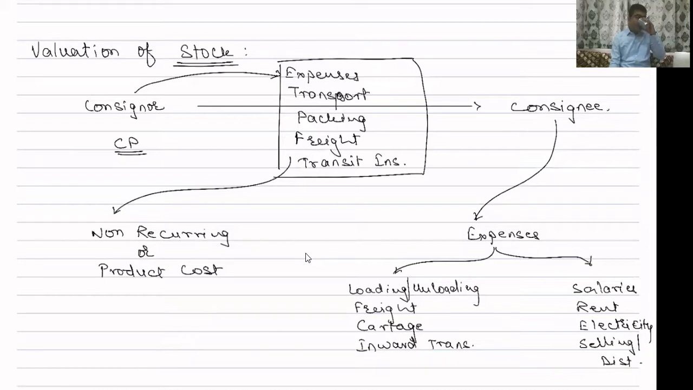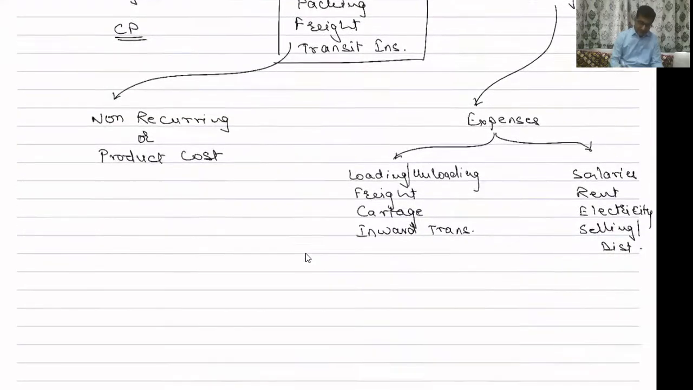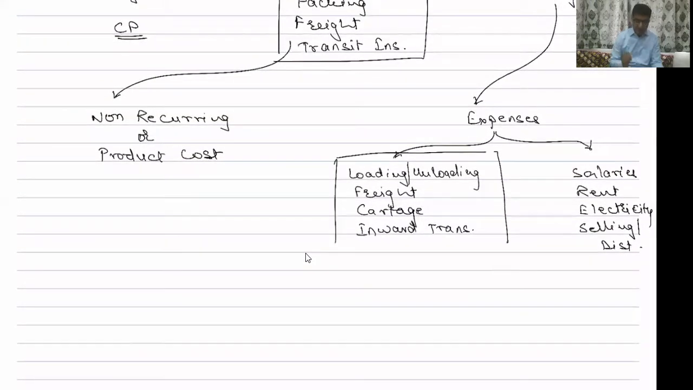Why? As per accounting standard 2 valuation of inventory, when we are supposed to value the stock, that has to be valued inclusive of all the non-recurring expenses or the product cost. Of course, on a proportionate basis. तो अब अगर हमको ये कॉस्ट इंक्लूड करनी होगी तो हमको पहले पता करना होगा कि नॉन रिकरिंग क्या है और रिकरिंग क्या है. सो फॉर दैट पर्पस आई एम ट्राइंग टू क्लैरिफाई दिस. Similarly, the expenses which are incurred by consignee towards loading, unloading, freight, cartage, inward transport, these all are also non-recurring or product costs.